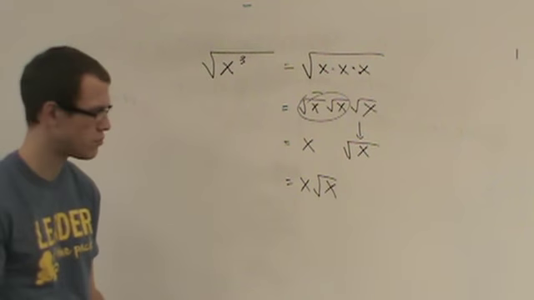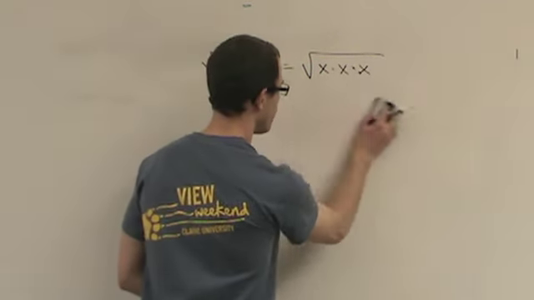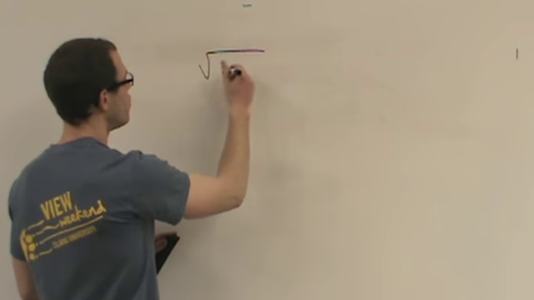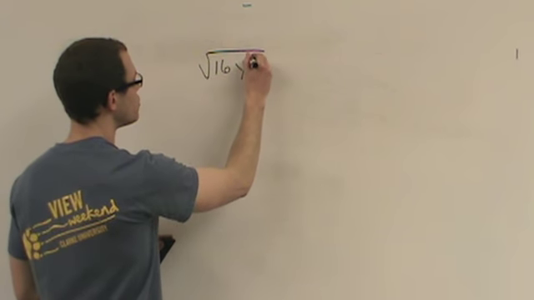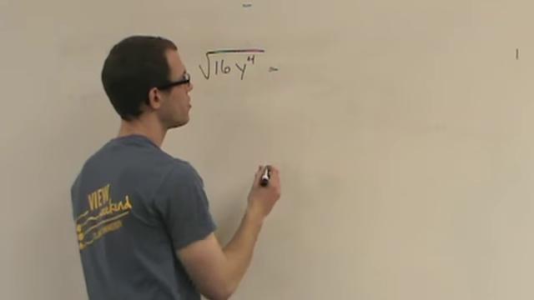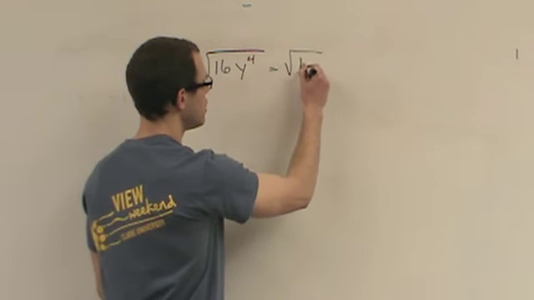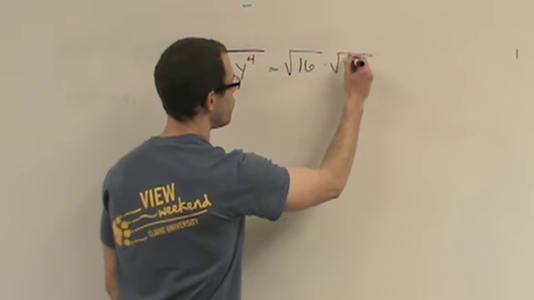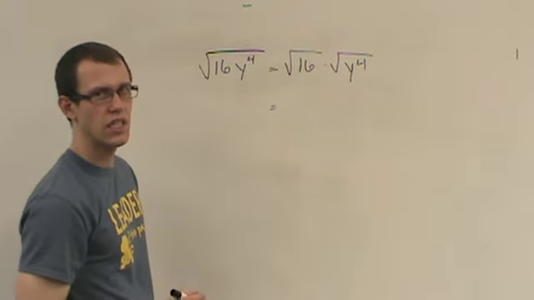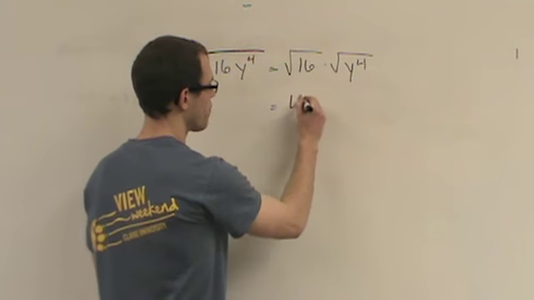Let's try another example like that. Let's do the square root of 16y to the fourth. Okay? So let's split it up underneath their own radicals. So the square root of 16 times the square root of y to the fourth. We know what the square root of 16 is. That's 4. Perfect square.